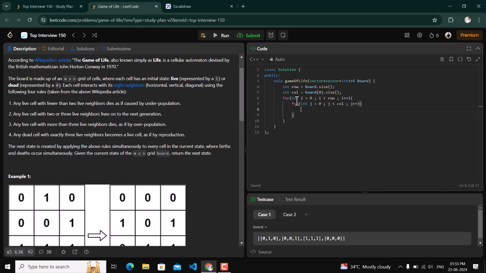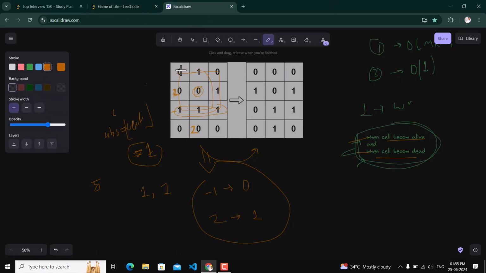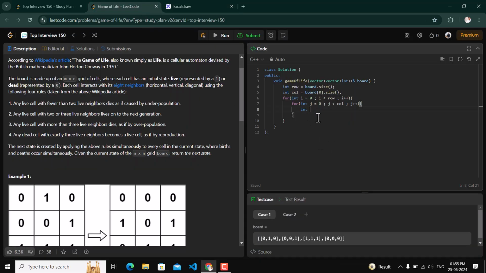Now first of all we have to count the number of live cells around this cell, the live neighbor cells. So we will take count equals a function for that, countLiveNeighbors, and we will pass the board, then the i, j values, then the number of rows and columns. So we will make this function.